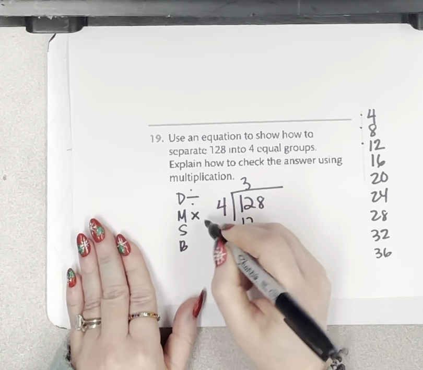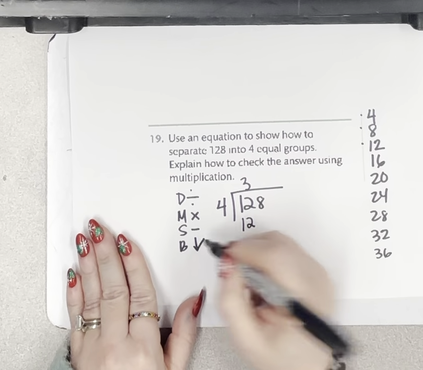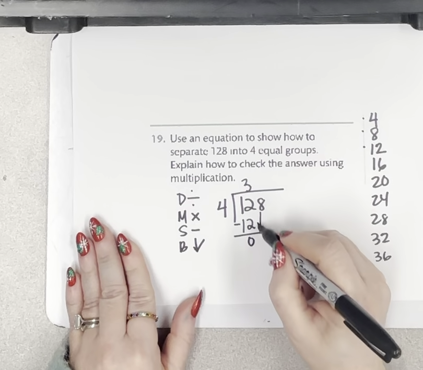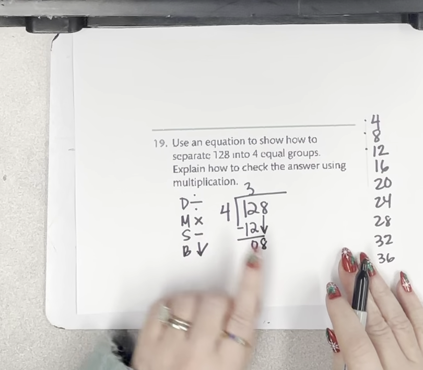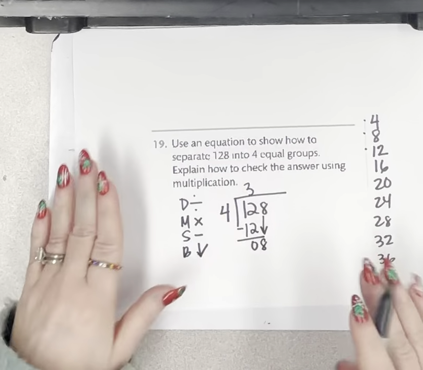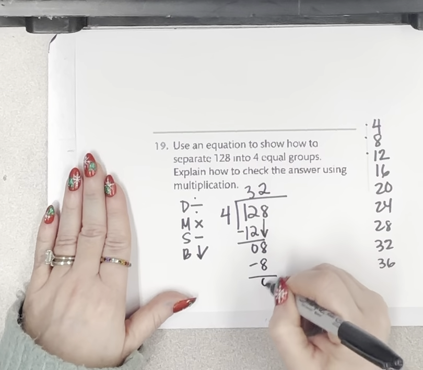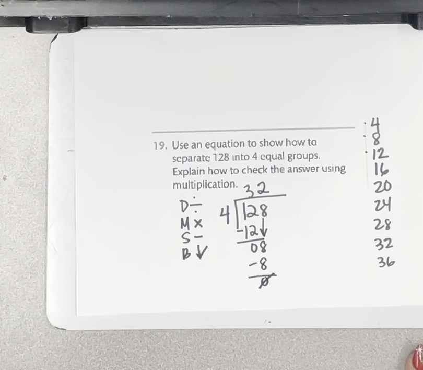Then I subtract and I get 0. Now I have to bring down. What times 4 is 8 or close to it? Ooh, right on the nose again. 2. 2 times 4 is 8 and 0. So your answer is 32.